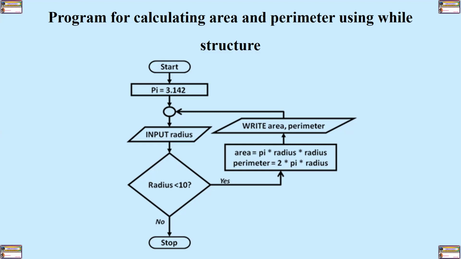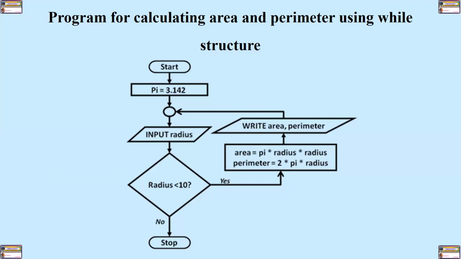First, we have start, we assign 3.142 to pi. Then we prompt the user for radius. Check the radius. Is radius less than 10? If yes, compute area, compute perimeter. Display area, display perimeter. Then prompt the user again for radius.